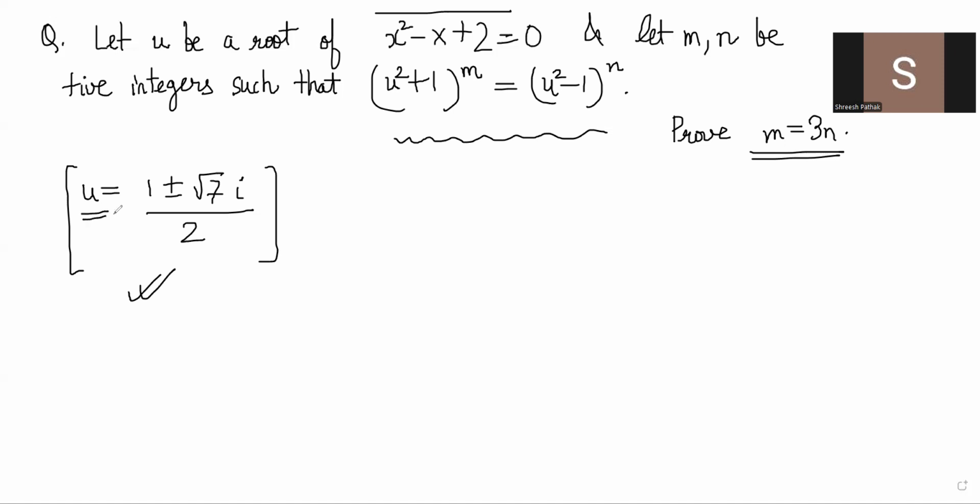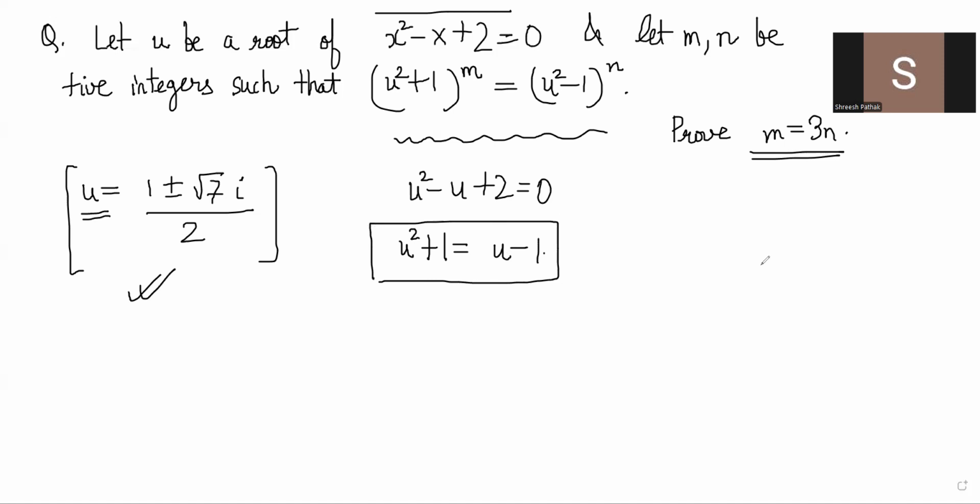Don't try to square it, okay? Yes, sir. Why? Because you can use the fact that u square minus u plus 2 is 0. You can say u square plus 1 is equal to u minus 1. And you can also say u square minus 1 is equal to what? U square minus 1 would be u minus 3. Yes, sir. Then you will not have to square the complex number. Then you have to solve the equation to prove m is equal to 3n.